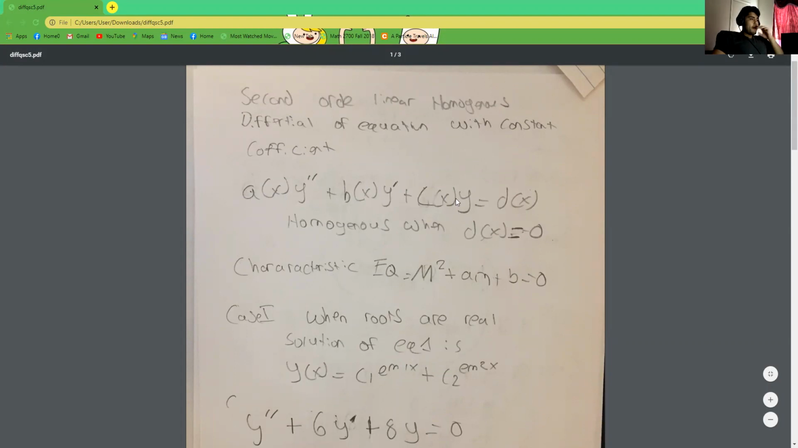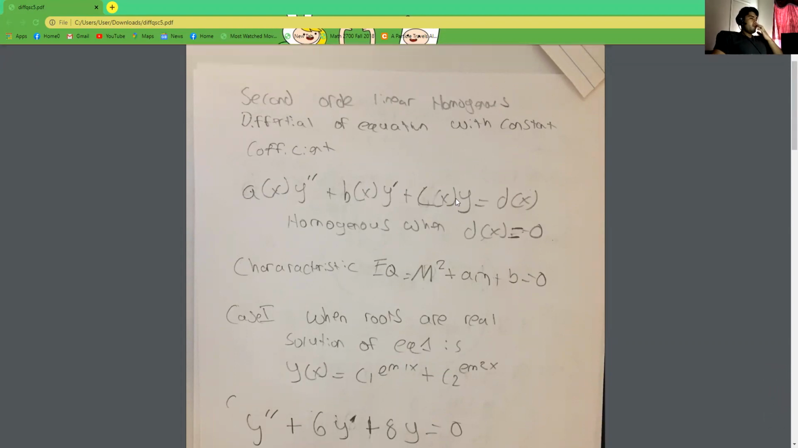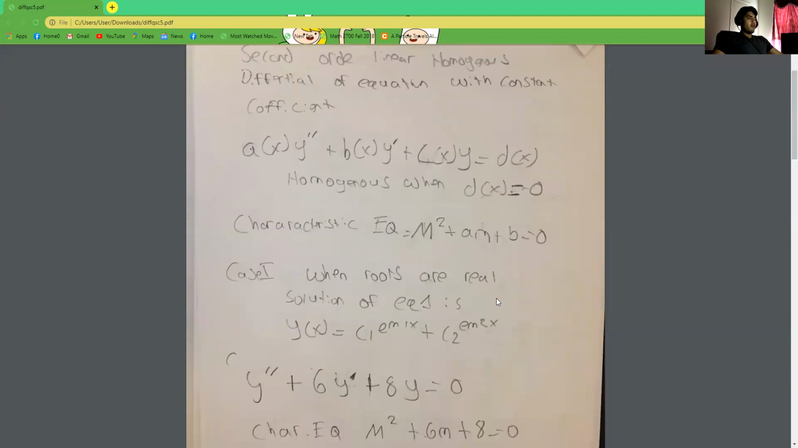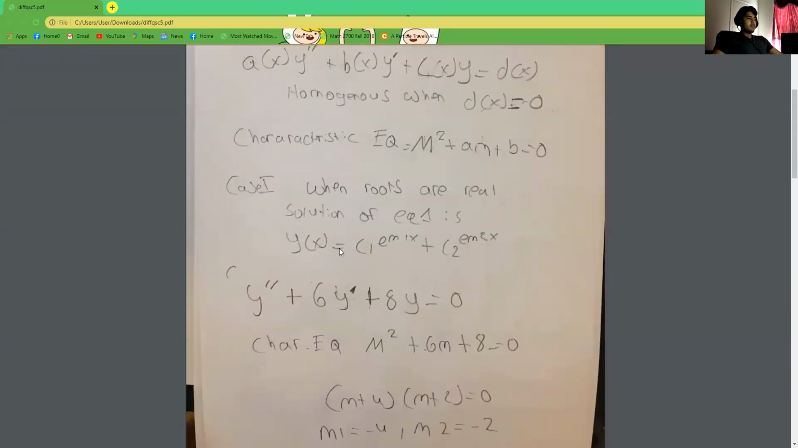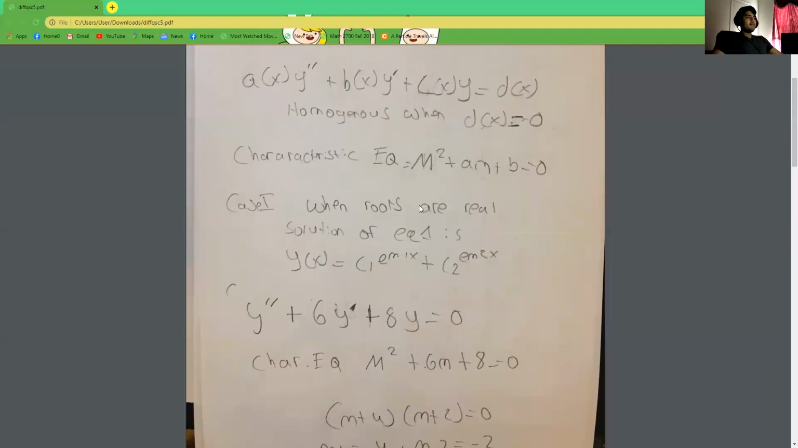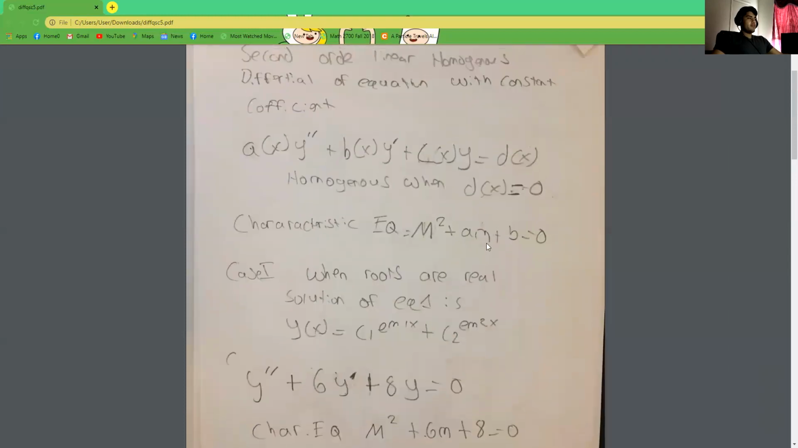So yeah, in order to solve these, we have to have a characteristic equation. So I decided to make it m squared plus am plus b equals 0. And then case 1. When you have it like that, m squared plus am plus b, you could solve it by using the quadratic formula. But in this first case, you don't really need that. It's not that hard.